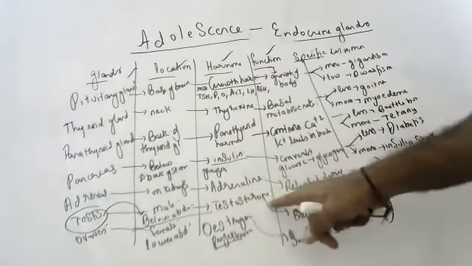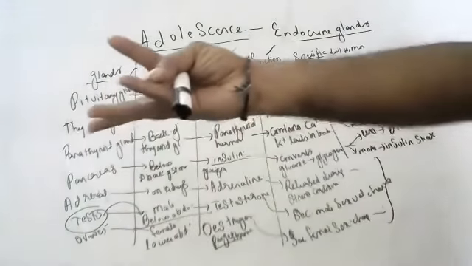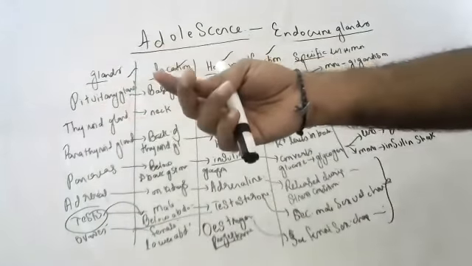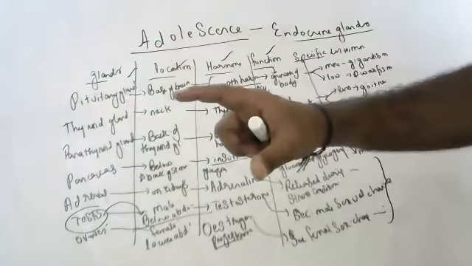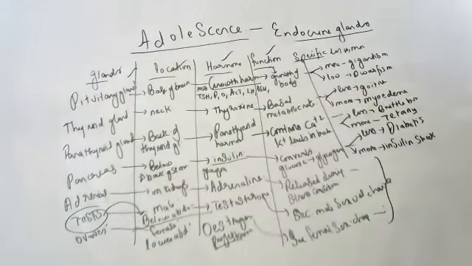Testes secrete testosterone hormone, which helps in development of male sexual characters like growth of beard, mustache, strong muscles, broad shoulders, change in the voice, hair growth in armpits and genital regions, all these things, and sperm formation.